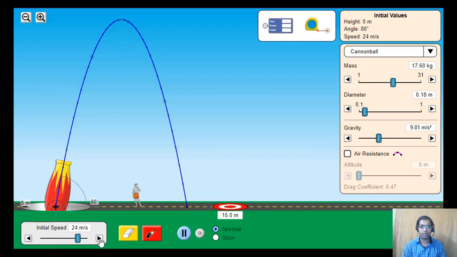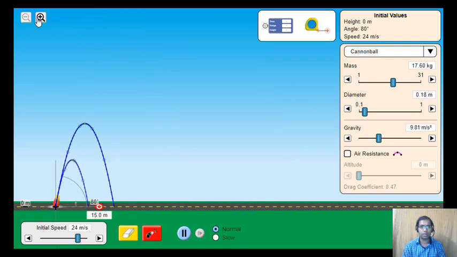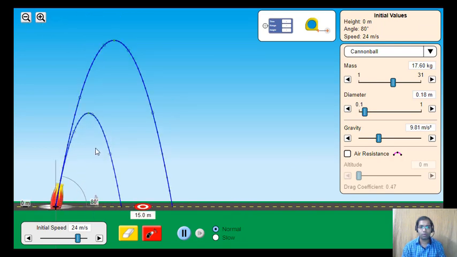It was 18, so let's increase it by 6 units. Now let us fire the cannonball. Whoa. Well, does it come back? Yes, it does. But you can see that it has gone out of the range. So we have minimized it. Whoa. You can see that just by changing the initial speed, the distance that it has moved is quite large.